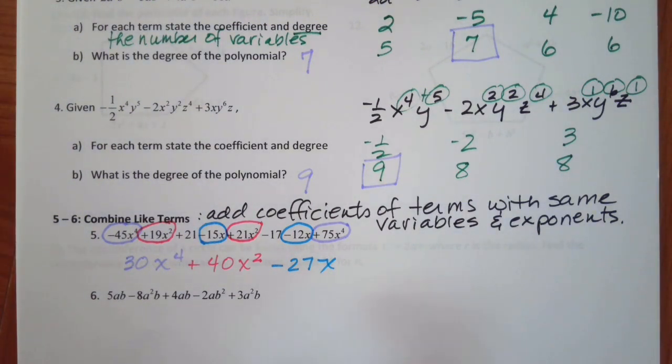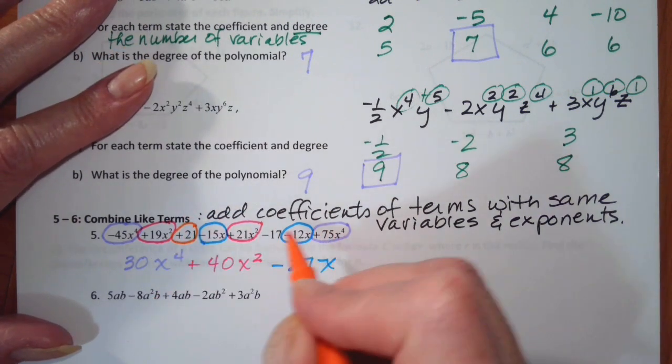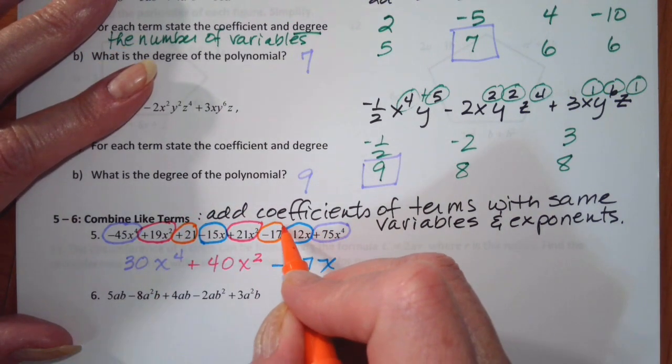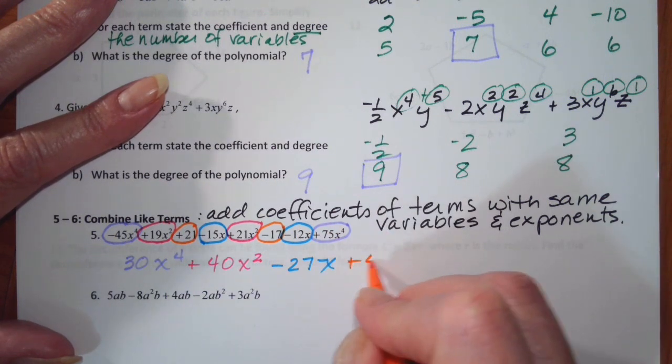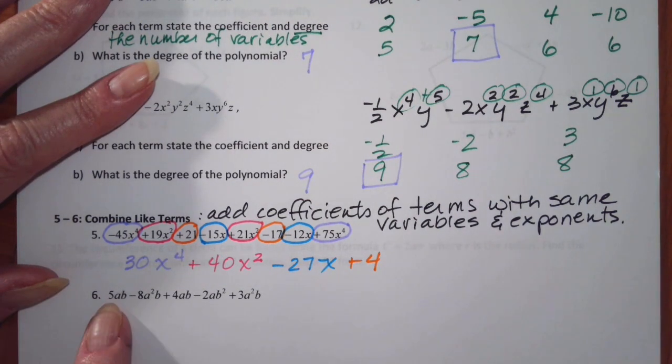And then lastly, I have 21 plus negative 17, which gives me plus 4. And there's my answer. And it's already in descending order. But again, if the instructions don't call for it, don't worry about it.